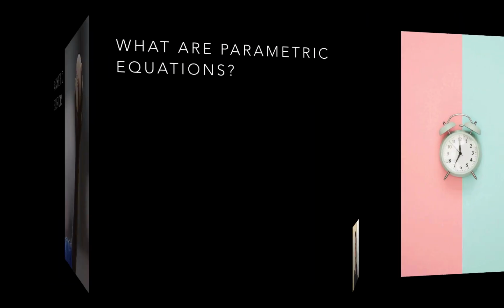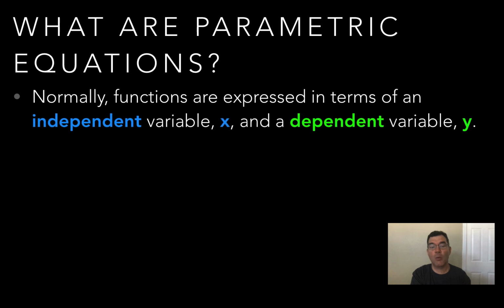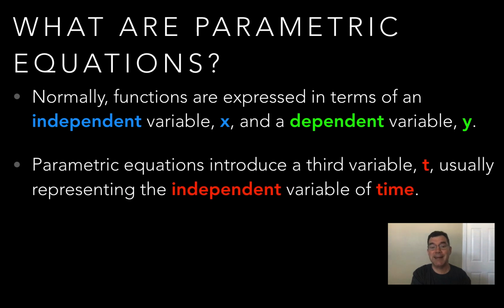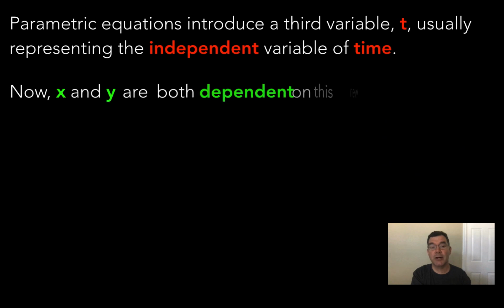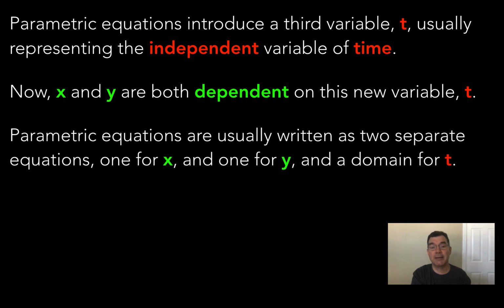parametric equations are. What they are is a set of equations where instead of y being expressed in terms of x or x being expressed in terms of y, we introduce a third variable t, and now x and y are expressed in terms of this new variable t. X and y are now both dependent on t, and t becomes the most independent variable in the question.